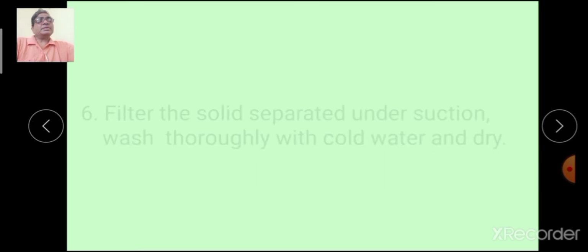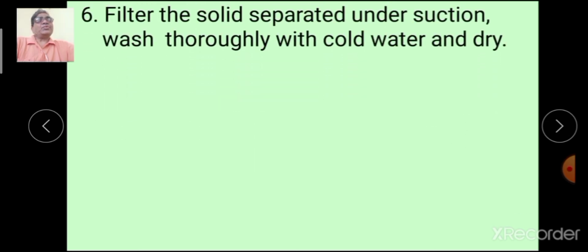As the solution was alkaline, as it reacted with KOH, then the product will be obtained. Filter the solid separated under the suction pump. Wash thoroughly with cold water and dry.